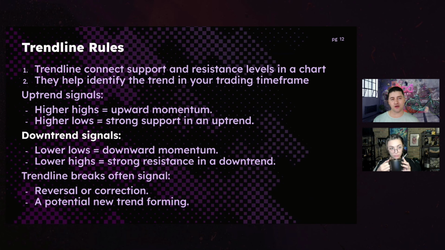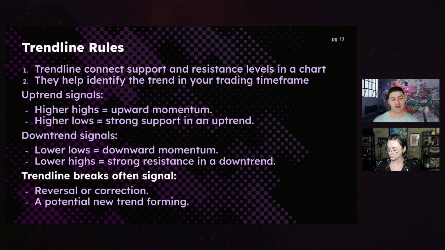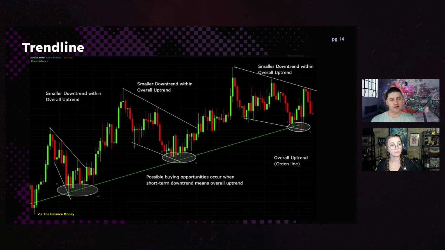With the trendline rules, it's better to look at them in a higher time frame. Trendline breaks often signal a reversal or correction and a potential new trend forming. This is what I'm basically looking into. Sure. So there are basically three trend lines: the principal, secondary, and the tertiary. That's what you want to see on a trend line. It's better for traders who want to use it with longer time frames.